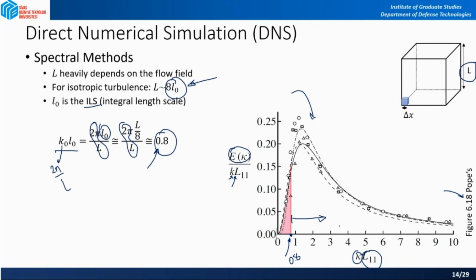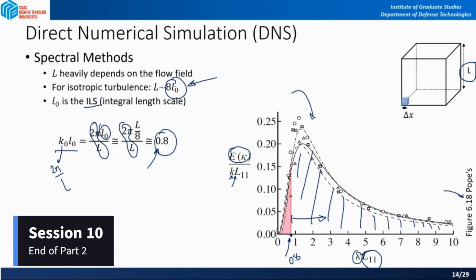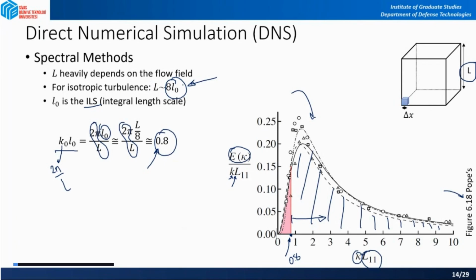In other words, when you say you are doing DNS, you're expected to resolve this much of energy. So even DNS is not resolving the whole energy, but it resolves most of the energy. This is a very small amount of energy that you cannot resolve. So we already know what L is in here. It's 8 times L0. L0 is the integral length scale. And you are able to estimate the integral length scale.